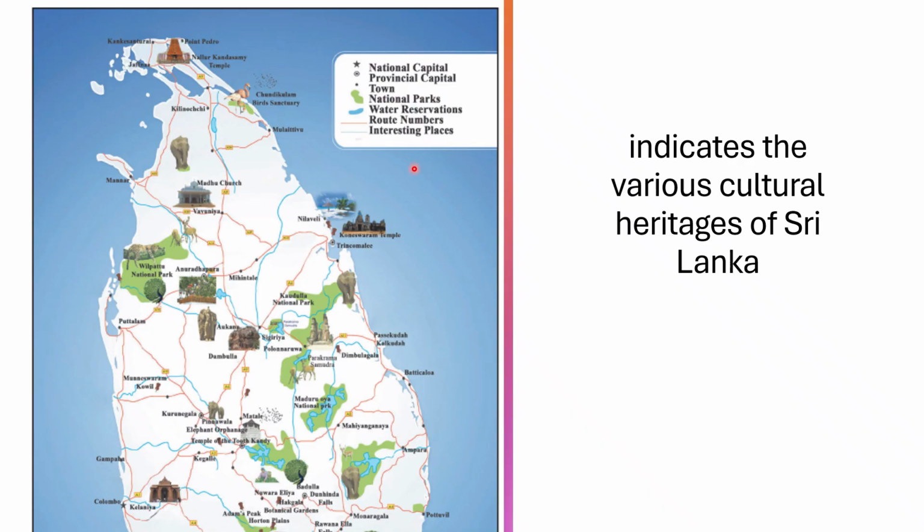So let's do the national parks. As you can see here, we have Wilpattu National Park and Kaudulla National Park. I think that's Kaudulla. Anyway, next, water reservoirs. You can see these blue blobs everywhere. And we have route numbers. This might seem orange to you, but it is supposed to be red. Anyway, you can see these routes.